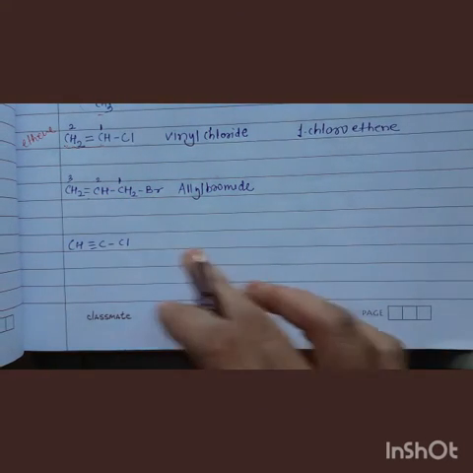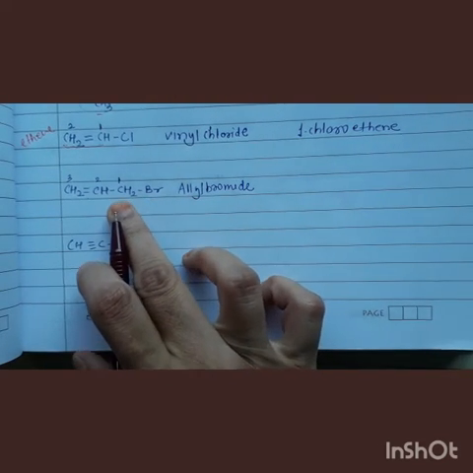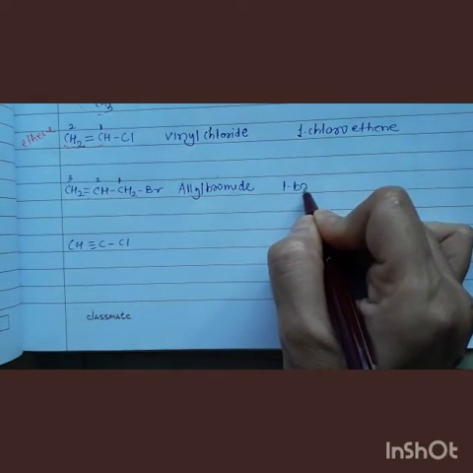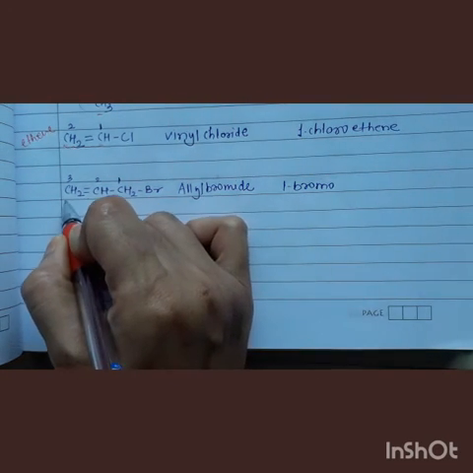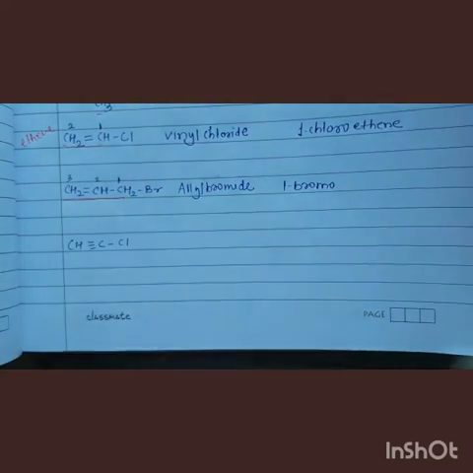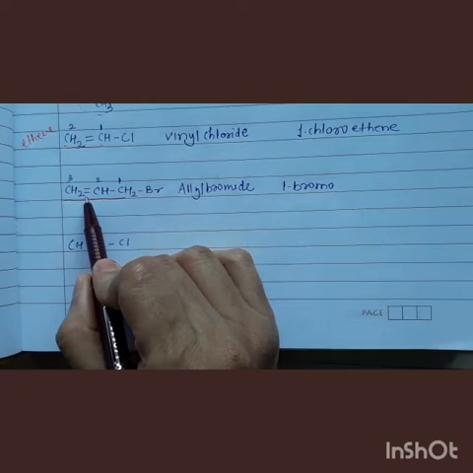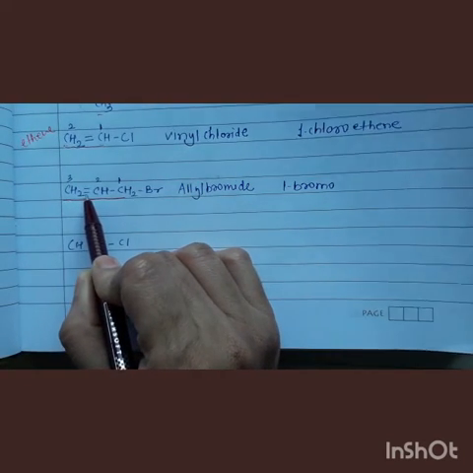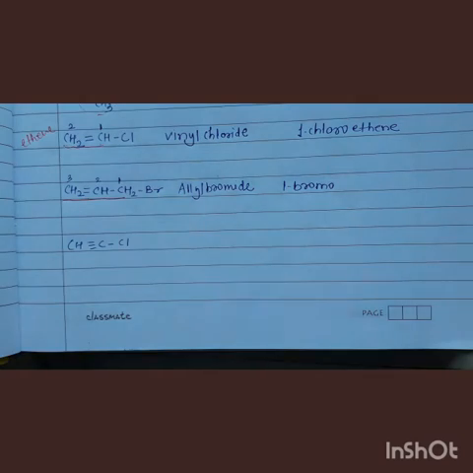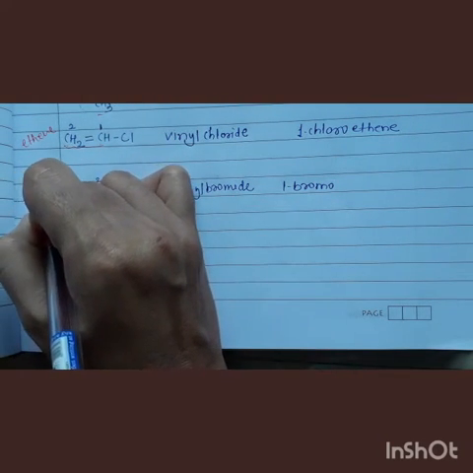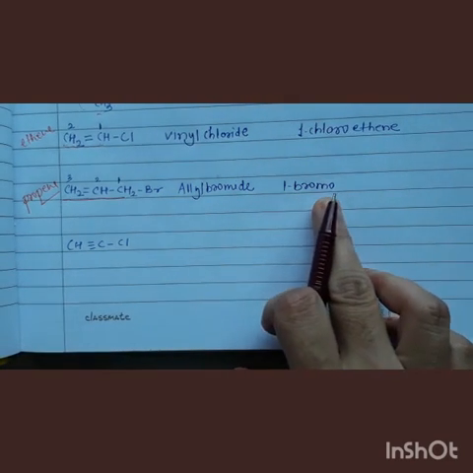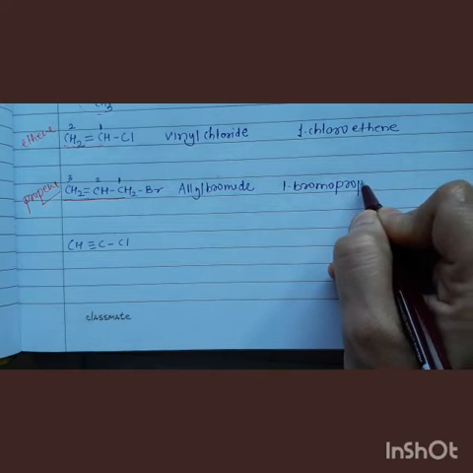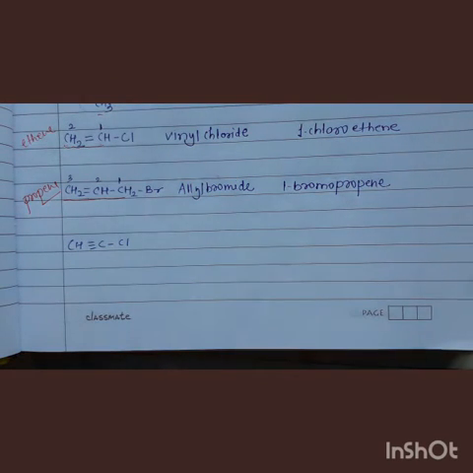Now let us write the name of this compound. Bromine is present at the first position, so 1-bromo. The parent chain has 3 carbon atoms, but 1 double bond is there, so it will become propene. So this is 1-bromopropene. Understood?